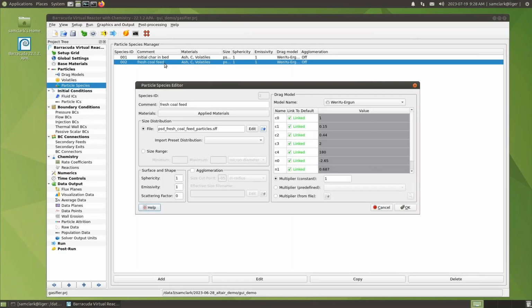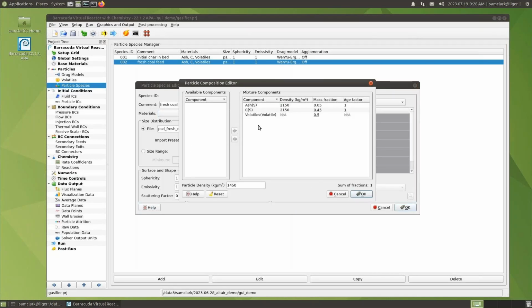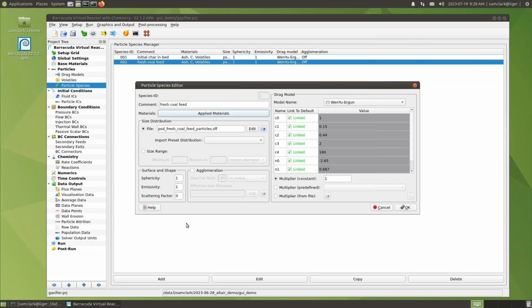I'll just take a look at this one. Species can be composed of any number of materials. In this case, we're saying that our fresh coal is 5% ash, 45% carbon, and 50% volatile material that would escape from the particles as they get heated up. This is just one example of how you can use multi-component particles.